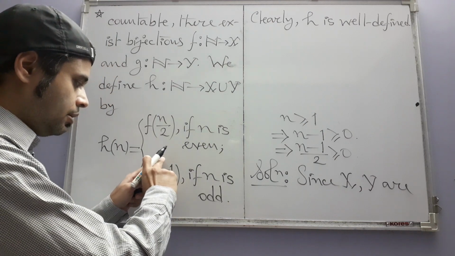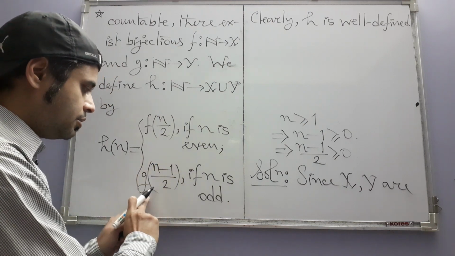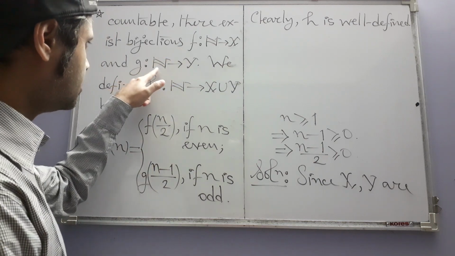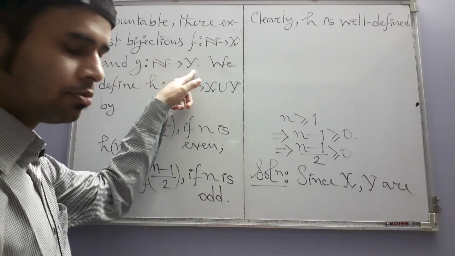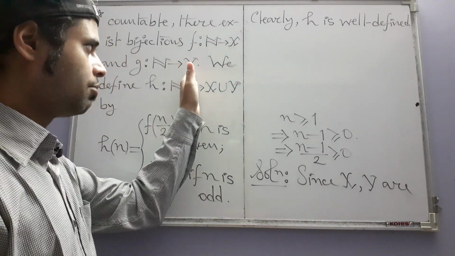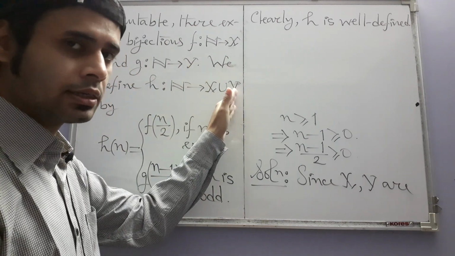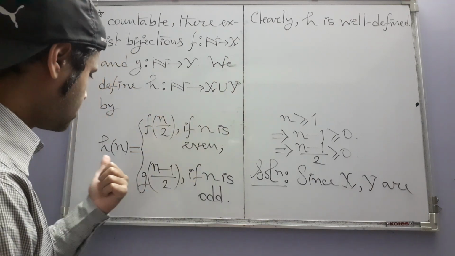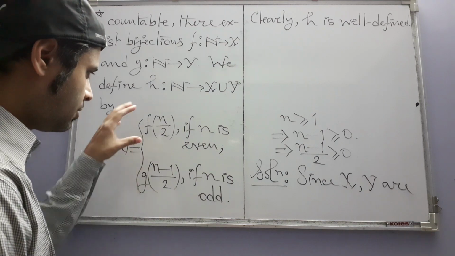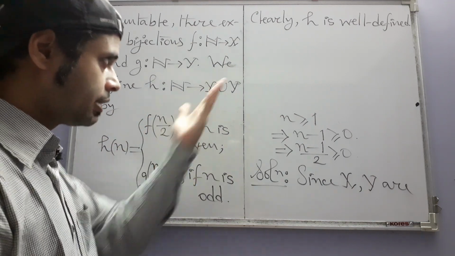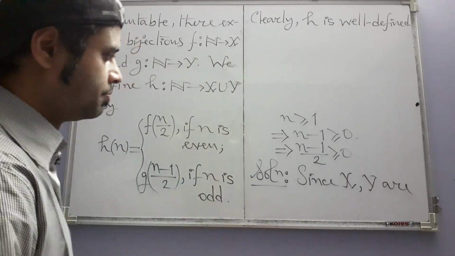So its own image under g will also be unique, because just like f, g is a well-defined function from N to Y, and this final output will belong to Y, and hence also it is in X union Y. So that is why in both the cases for a given input there exists a unique output in X union Y. That is why h is well defined. Okay.